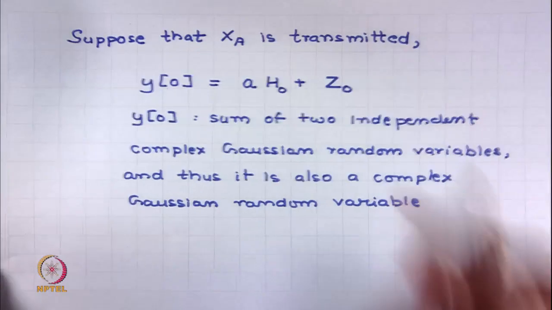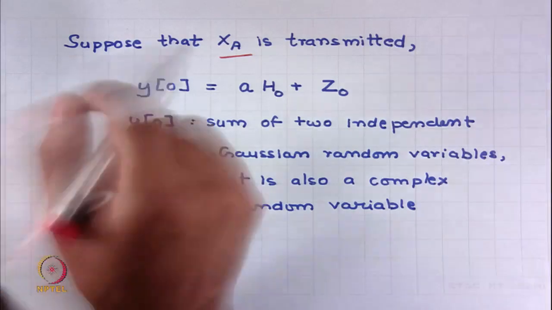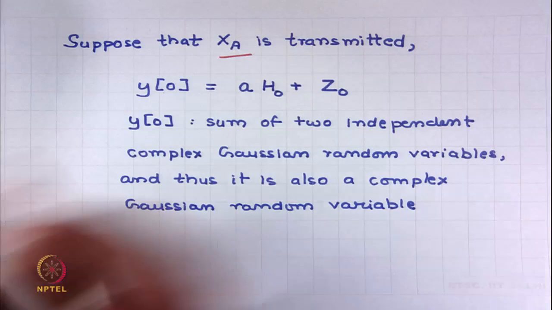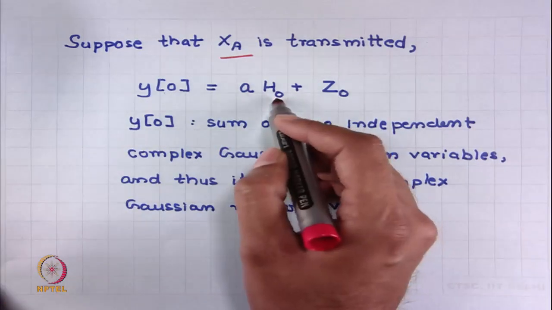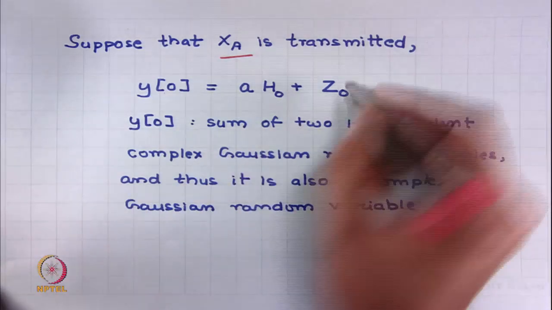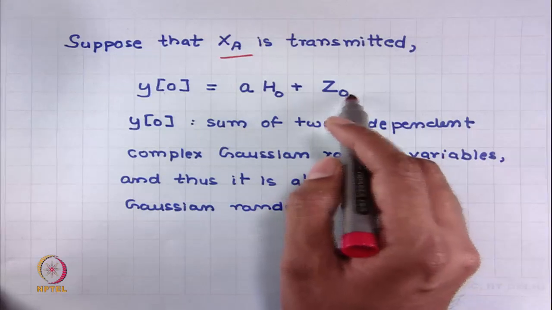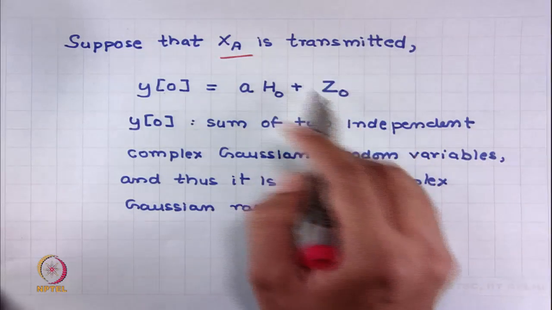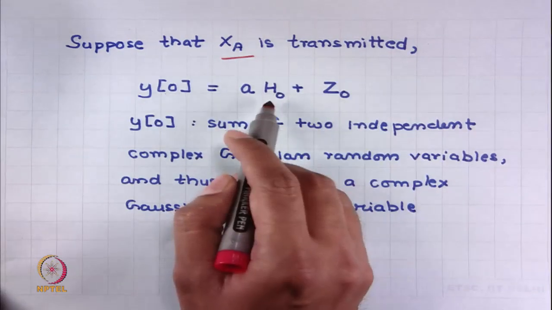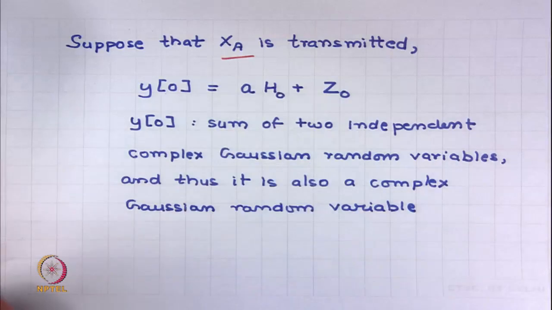Now, let us assume that we are transmitting this X_A. Okay. This is what we assume. Now, what would be Y0? Y0 would be A times H of 0 plus Z of 0, where Z of 0 is the complex number created by the noise in the first symbol time, and H of 0 is the complex number created by the channel in the first symbol time.